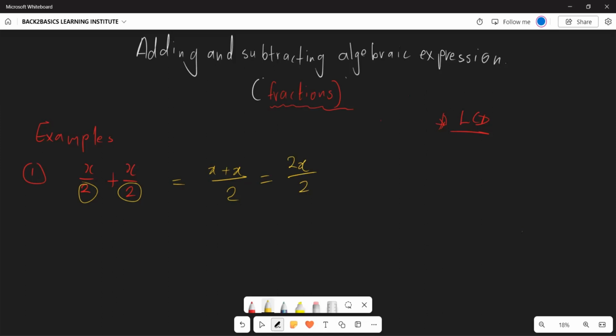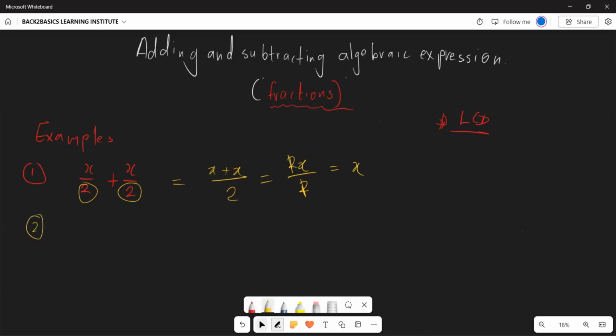Are we together? Now, is there anything that you can do? You are having 2x over 2, so you can cancel this 2 and also this 2, which means your answer here is going to be x. So this is how you solve that one.